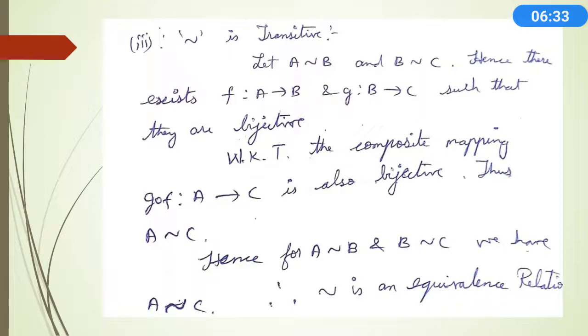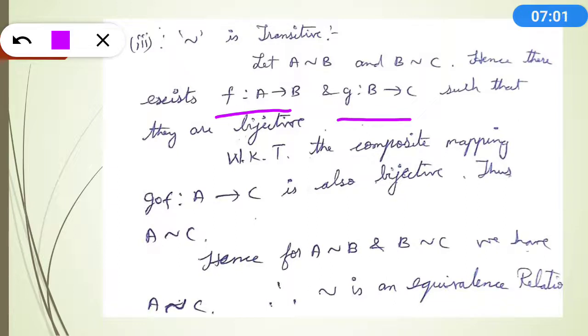If A is equivalent to B, and B is equivalent to C, I have to prove A is equivalent to C. We can prove this using composition of functions. Since A is equivalent to B, let me take a function f from A to B. And since B is equivalent to C, let me take another function g from B to C, such that it must be what?